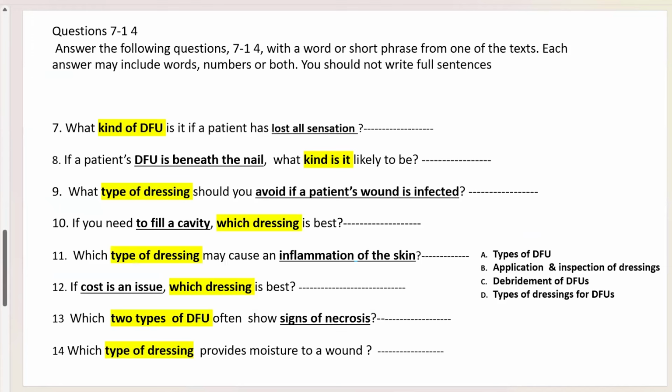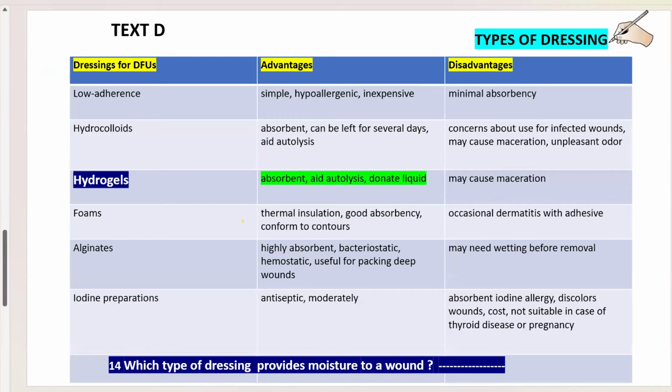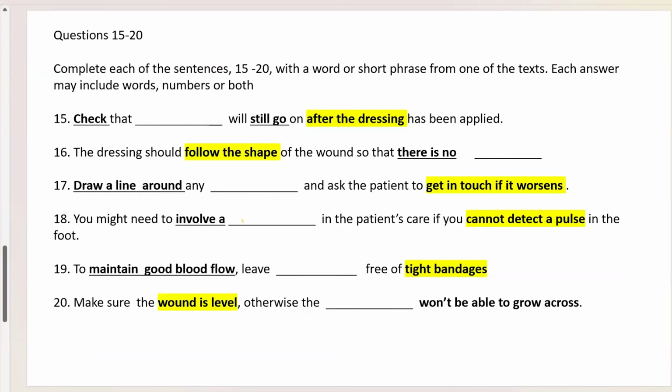Which type of dressing provides moisture to a wound? Again, it's a type of dressing, so text D. Which type of dressing provides moisture to a wound? Hydrogels. Why? Because here it says it donates liquid, a moisturizing effect. So it is hydrogels. Like this, you can find the answer very quickly. Now we're moving to 15 to 20. I know I am a bit fast, but when you do your reading part A, definitely you should be.